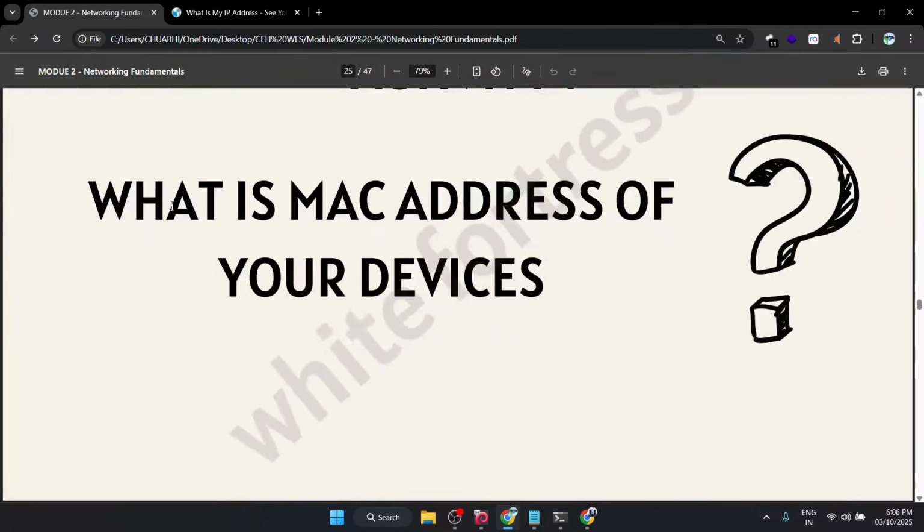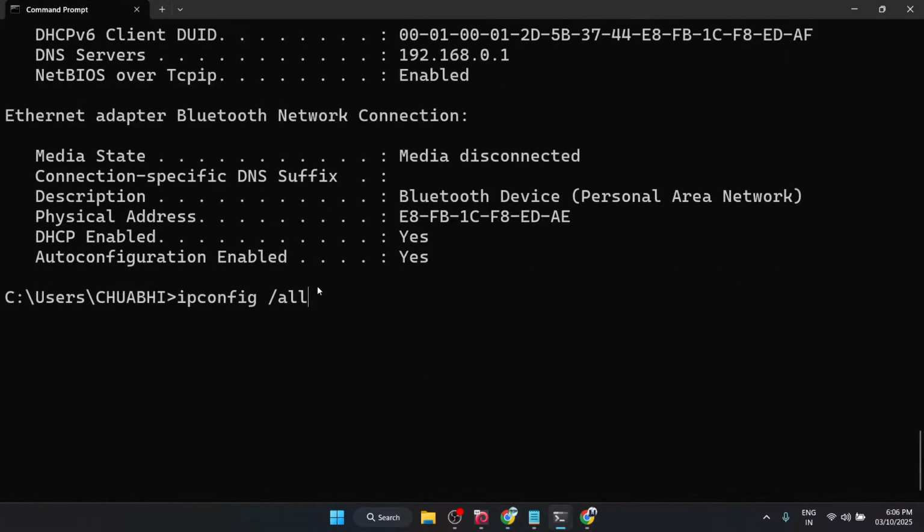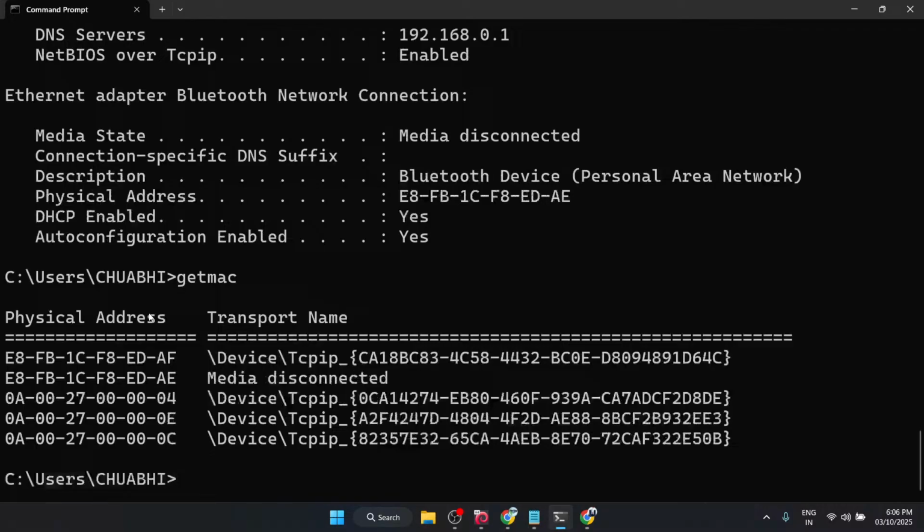Okay, now what is the MAC address of your device? How do you know the MAC address of your device? For that, you simply have to type over here getmac. Hit enter. Why is it taking so much time? Here you can see this is the MAC address of my device. So like this, you can check the MAC address of your device as well. So, activity: check the MAC address of your device.